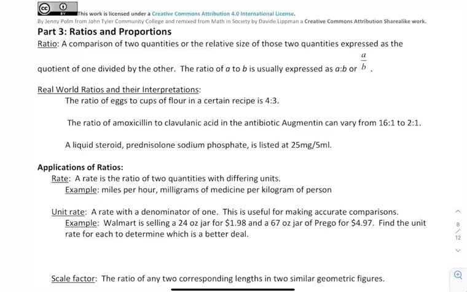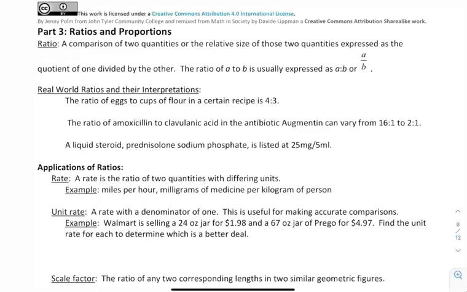Well, in a recipe, the ratio of eggs to flour may be 4:3. So if you are using 4 eggs, then it would be 3 cups of flour. But if you were to triple that, then you would use 12 eggs, but you would need 9 cups of flour. That ratio has to stay the same.